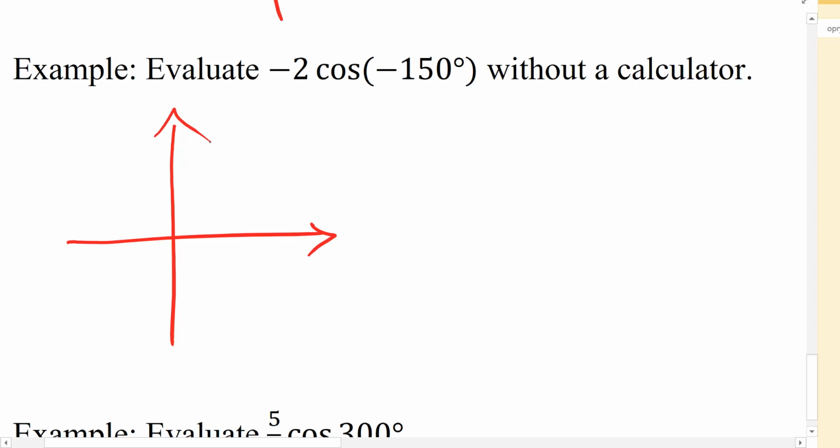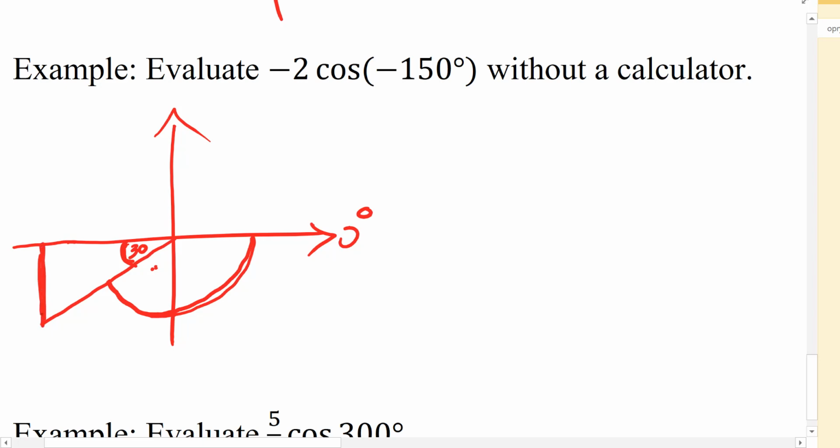All right, so now I want to do negative 2 cosine negative 150. Starting at 0 degrees, I go negative 150. That means go clockwise 90 and 60 more. So the related angle here is 30. When you go 150 in the clockwise direction, you go 90 and 60 more. So this angle right here is 60. That means the related angle is 30. You are now in the third quadrant where x and y are both negative.